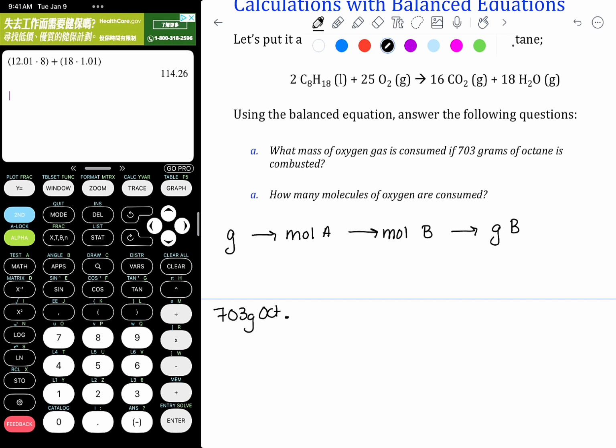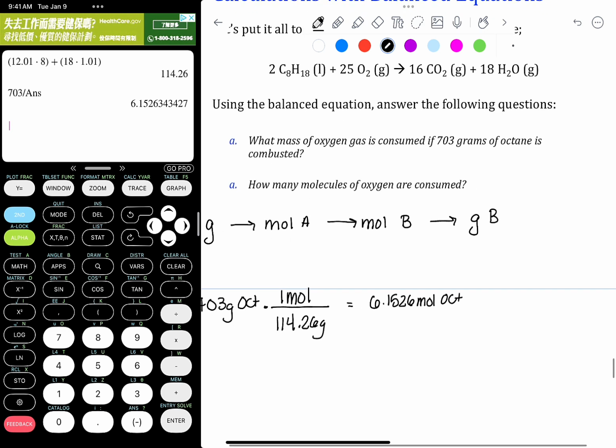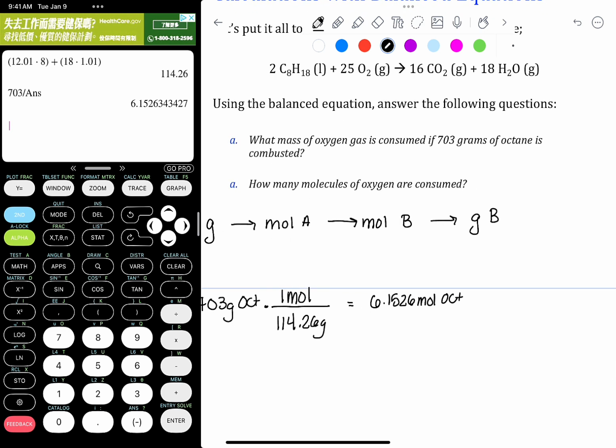We then use our molar mass to convert from grams to moles. So we take 703, not 7.03, 703 divided by our answer, and we get 6.1526 moles of octane. So we've gone from grams to moles, so we're here.